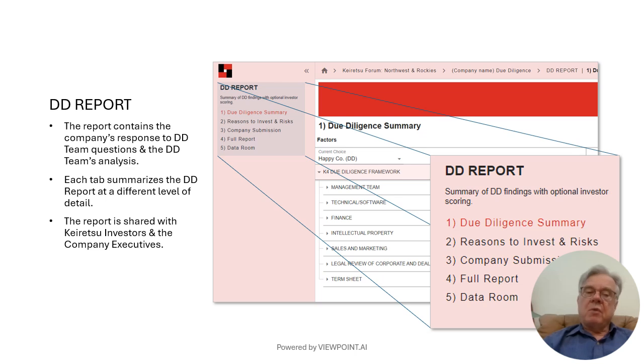The due diligence report app summarizes the due diligence report at different levels of detail. There are 5 tabs: an overview, the due diligence summary, a summary of the reasons to invest, risks and how the risks can be mitigated, the details of the company's submission, a full report that combines all these things plus some other commentary, and the data room.